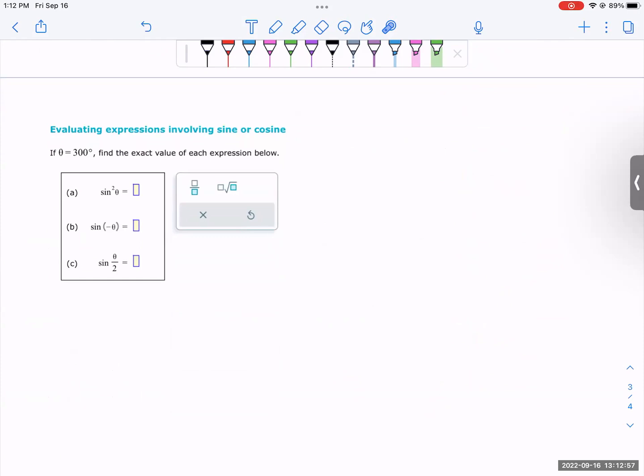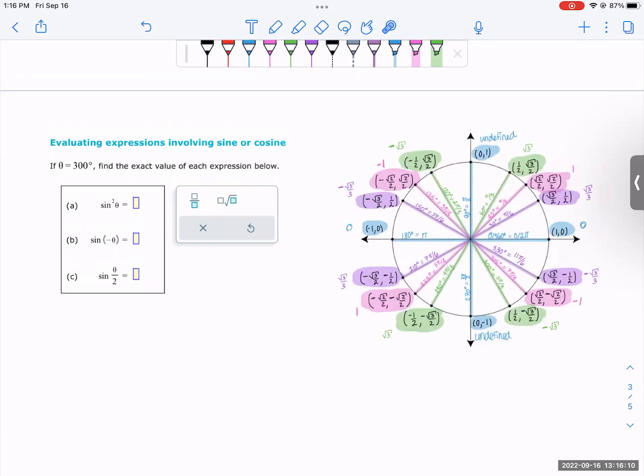All right. An evaluating problem. If theta is equal to 300 degrees, find the exact value of each expression below. Hold on one sec. I'm going to grab our unit circle. Let me pause recording. All right, so here's my unit circle. So we have theta is equal to 300 degrees. We want to find the exact value of these expressions over here, plugging in our theta value.